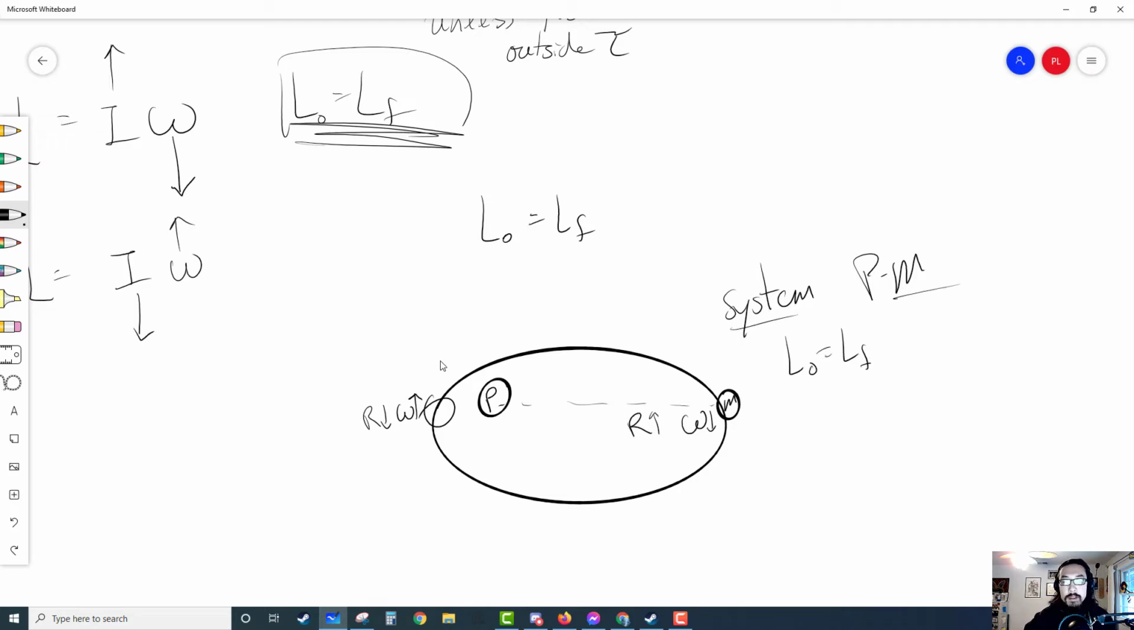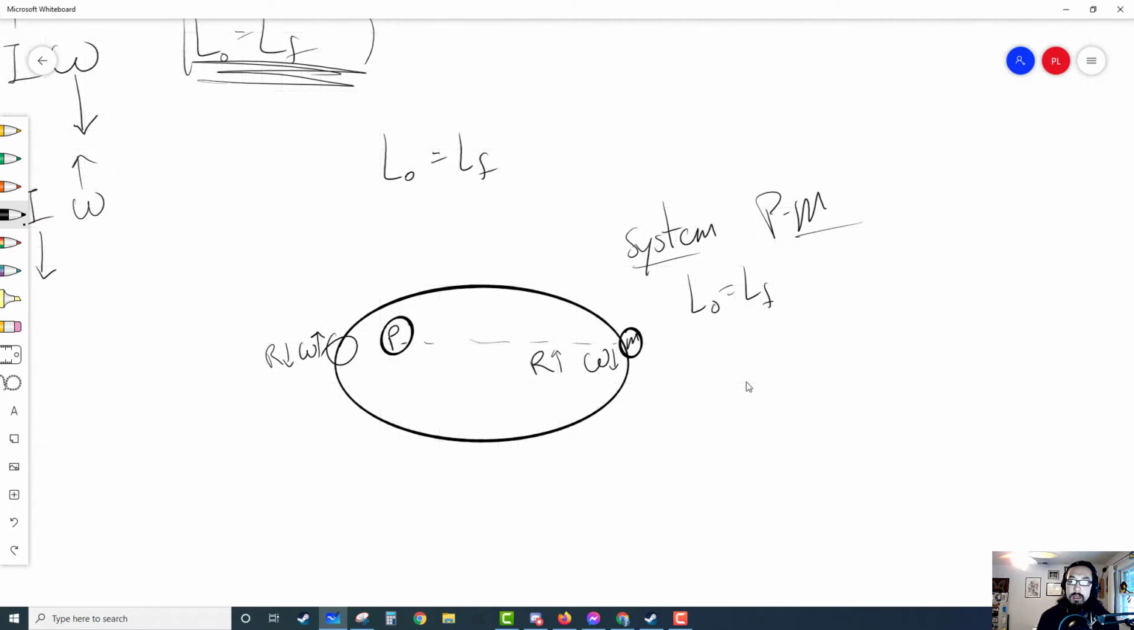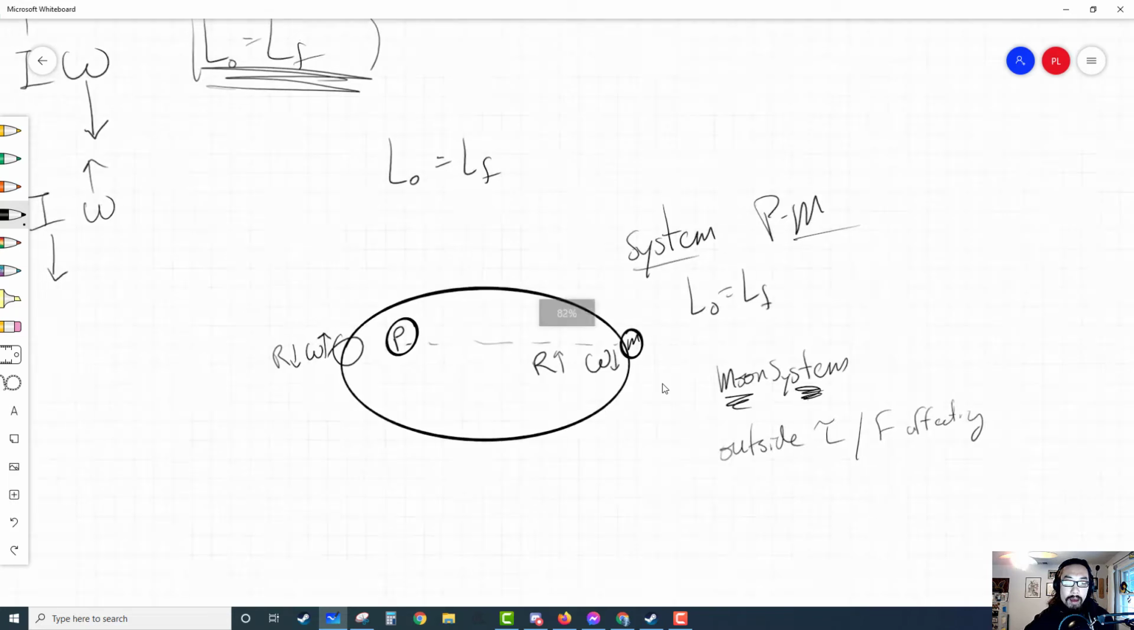Now, if they were to say that it's just the moon system, it's just the moon that we're looking at. We're not looking at the planet. The planet is there, but we're not considering it part of the system. So if it's just the moon system, we can say that the moon has an outside torque or outside force affecting it. And we can say this because the rotational momentum changes. It speeds up, it slows down. And if we were asked, well, what's changing it? We'll say the planet. The planet is pushing and pulling on it based on the force of gravity, right?